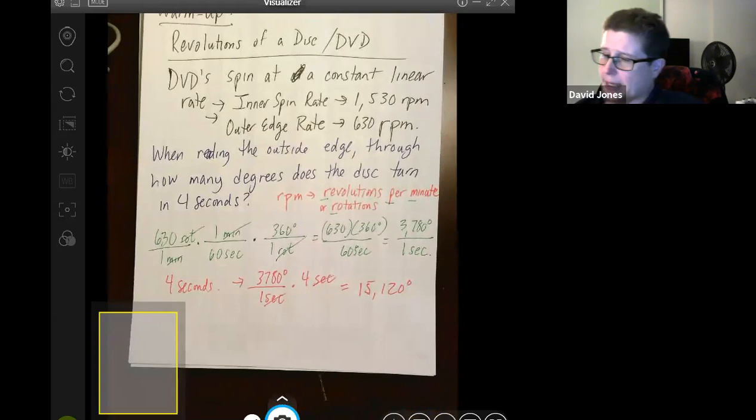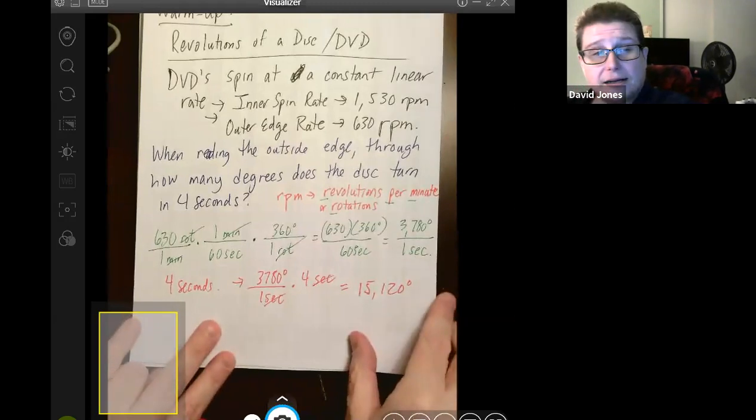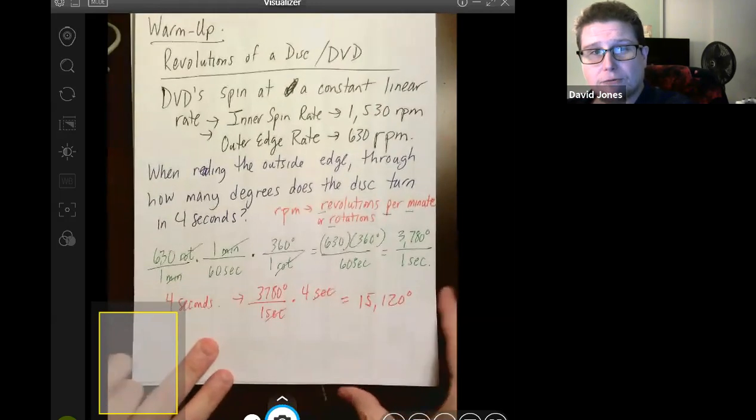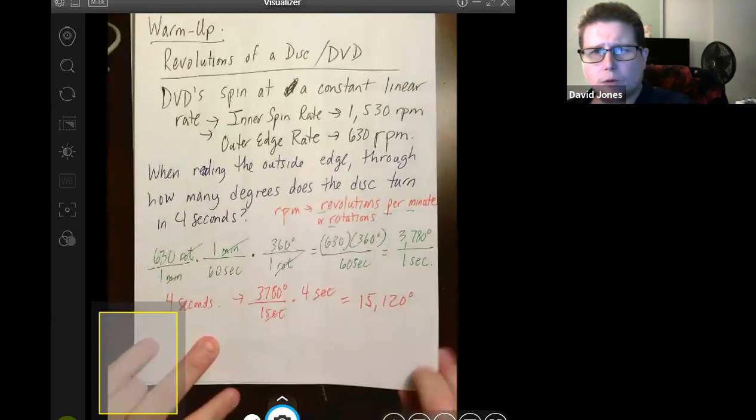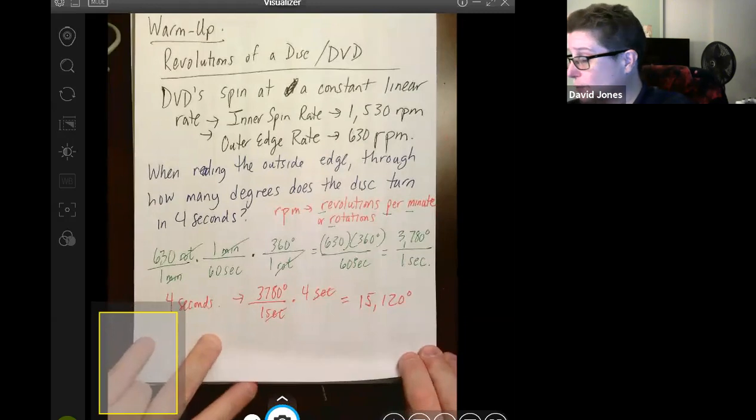Okay. So that's your warm up. Get you thinking about degrees again. Pause it if you need to write this down. This is similar to a word problem that will appear in the homework.